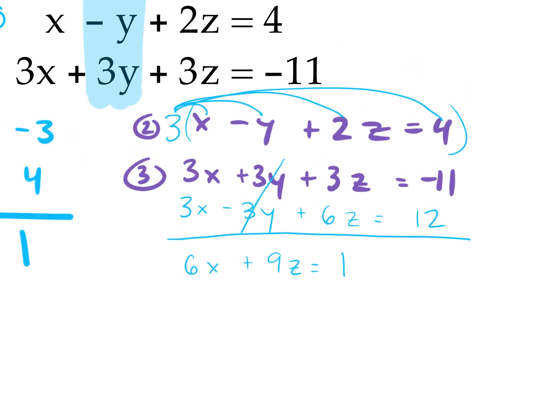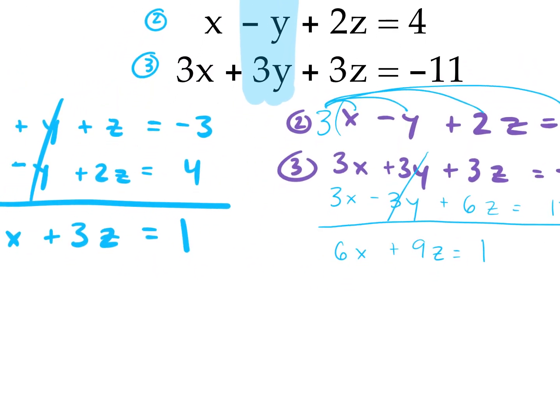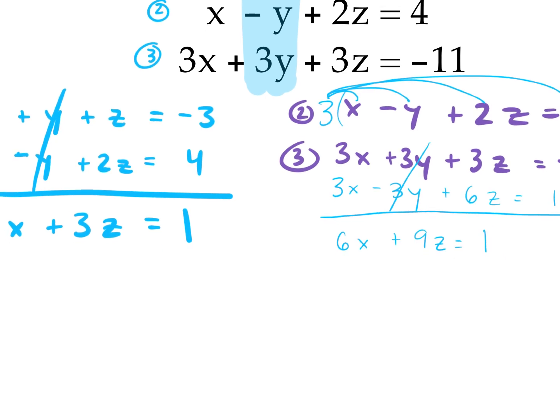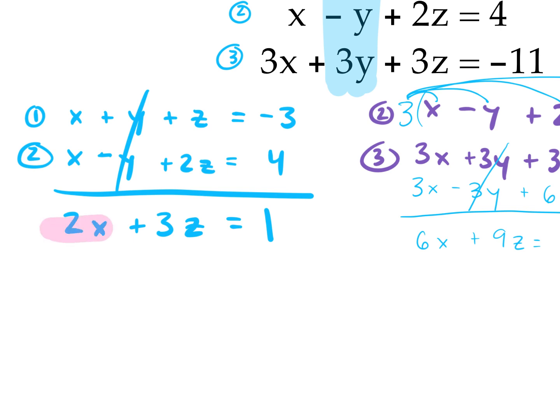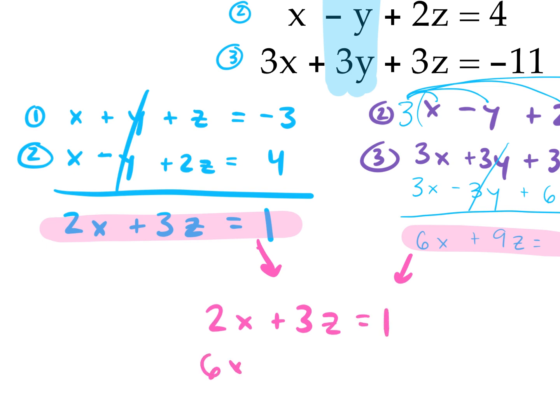What would I do next? We take our two equations that we just got. So we have two equations with two variables, and we combine these two together. So I have 2x plus 3z is equal to 1, and 6x plus 9z is equal to 12.